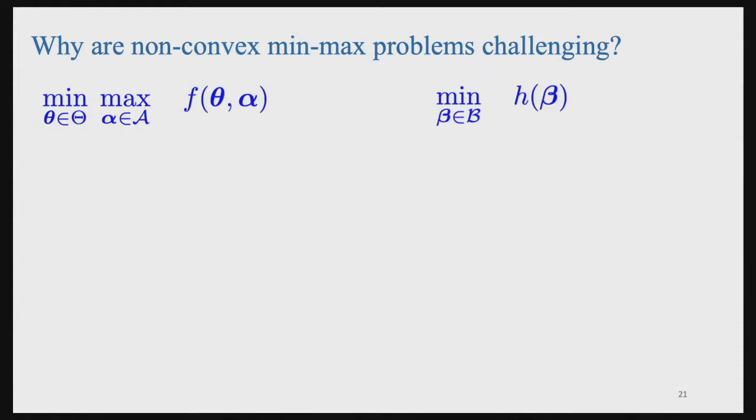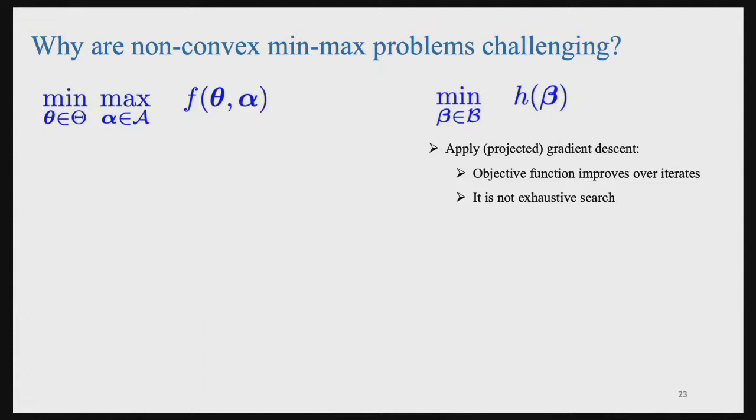If I give you a minimization of a non-convex function, you can grab something off the shelf, you can apply projected gradient descent. It doesn't typically require a lot of tuning for gradient descent or stochastic gradient descent. It requires some tuning, but most of the time it works, at least for simple problems. And the good thing about this problem is that over time as you train, your performance improves. Whenever you stop, you always have better performance than where you started. It's not an exhaustive search method, and there are lots of theories that it works in many cases.